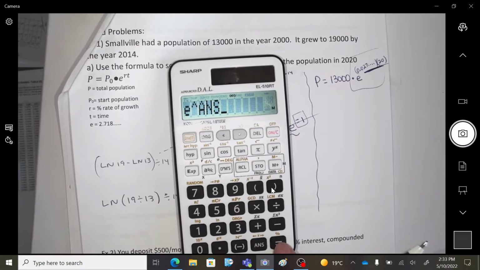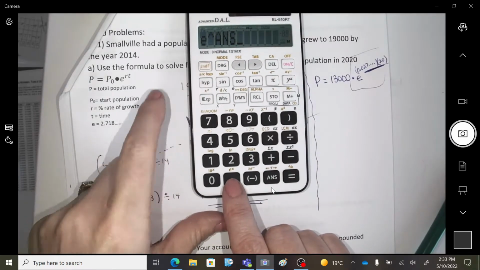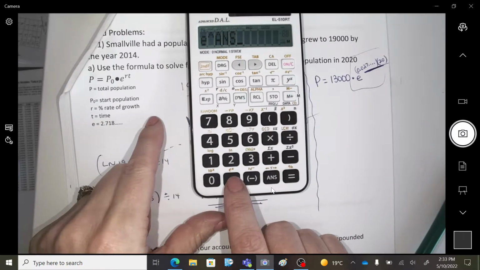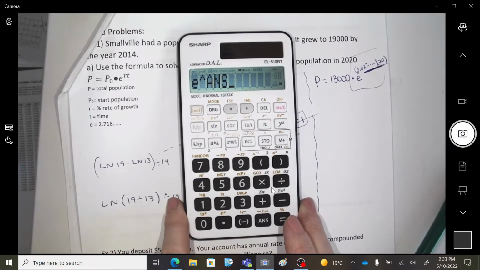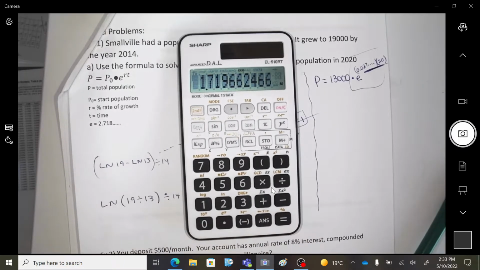E to that answer. Where is e? What is e to the power of? E is on my calculator, it's second function here. Oh, it's the e to the thing? E to the thing, and then I want it to be to that answer. Are we good? Equals 1.7 da da da.